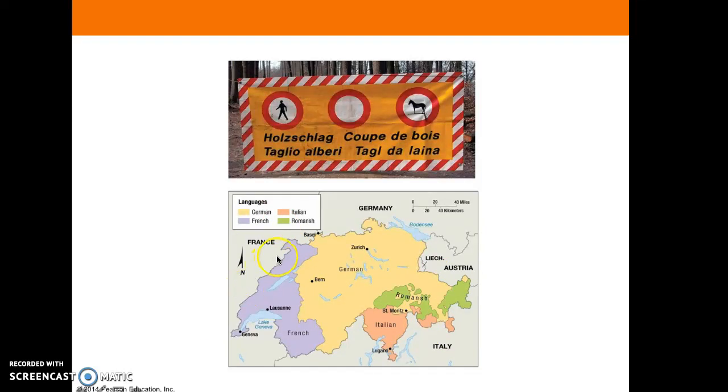So in this region of Switzerland, you're most likely to speak French, and then German in this area, Italian in this area, and Romansh in this area. And as you can see, signs are put up in many different languages. So they're talking about your hiking ability here, and they've got the signs about hiking in 4 different languages.